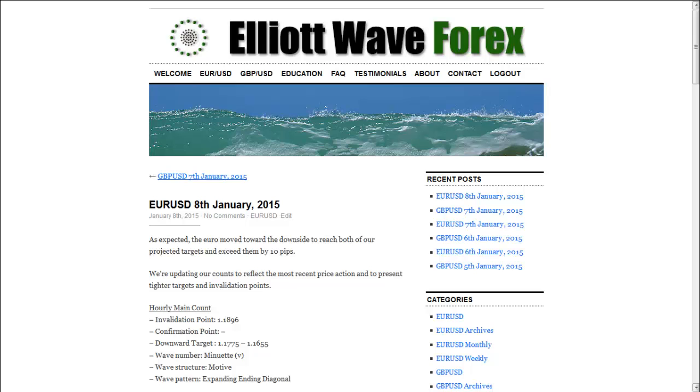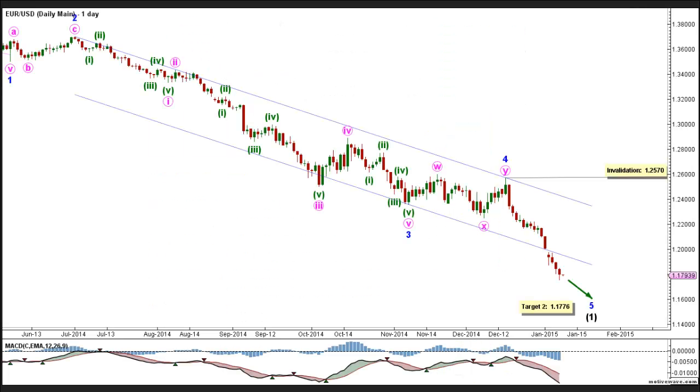So moving right along to our daily chart, the bigger picture sees the euro moving toward the downside in primary wave C of cycle wave X, which is unfolding as an impulse labeled intermediate waves 1 through 5. Intermediate wave 1 is forming an impulse labeled minor waves 1 through 5, and within it minor wave 1 formed a leading diagonal labeled minute waves 1 through 5.